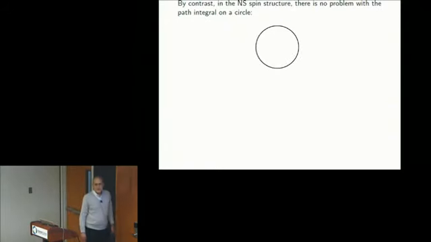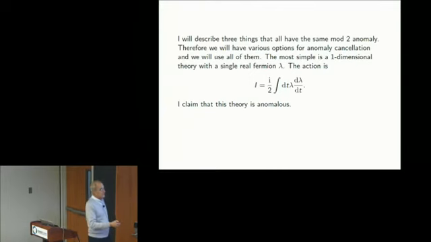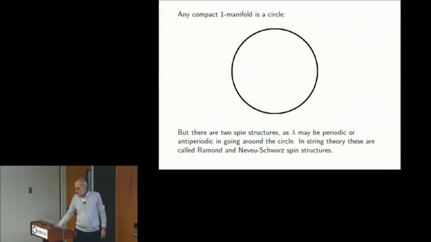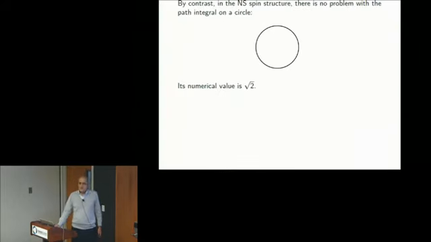However, it's important to know that in the Neveu-Schwarz spin structure, there's no problem with the path integral. First of all, there are no fermion zero modes, so there's no problem like that. But secondly, I can simply tell you the numerical value of the path integral. If we go back to our Lagrangian, you discover that it was actually invariant under reparametrization of the circle. This Dirac action in one dimension only depends on the circle as a smooth manifold, really. So the path integral is supposed to be a number, not depending on anything. And the value of that number is the square root of 2.